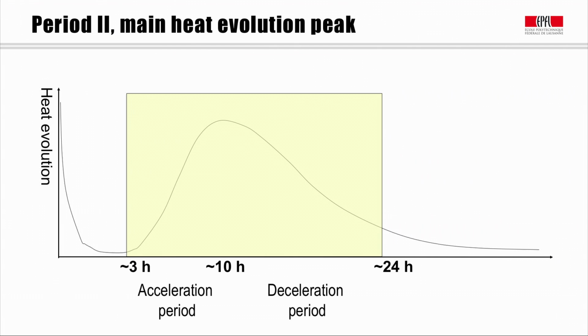That's to say, the period between about 3 hours and 24 hours, in which we have first this very strong acceleration in the rate of reaction and then this deceleration. And the main question that's really posed in this period is, why do we go from this acceleration? Why doesn't it just continue accelerating to the deceleration? Because the amount of reaction at the peak here is still relatively modest.